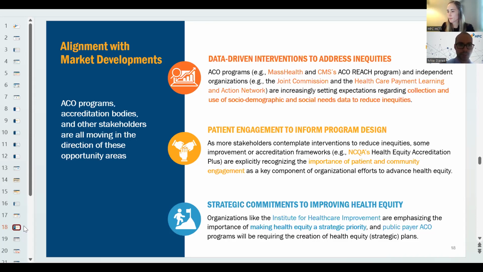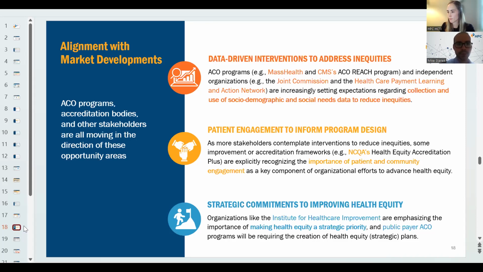Many organizations and programs are emphasizing the importance of collecting socio-demographic data to identify inequities and target interventions to address them. That's true of CMS's new ACO REACH program and the MassHealth ACO program, as well as expectations developed by the Joint Commission and the Health Care Payment Learning and Action Network.